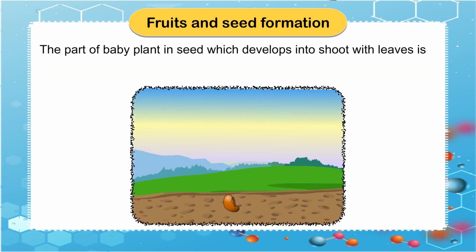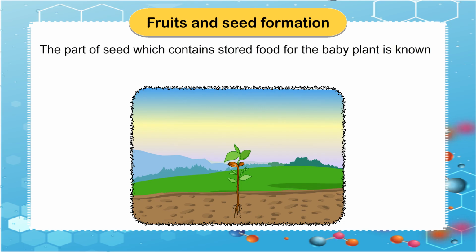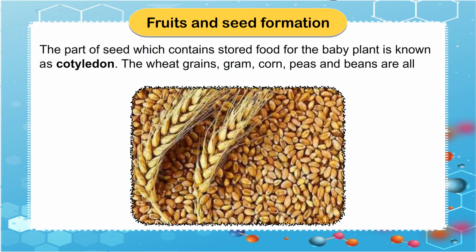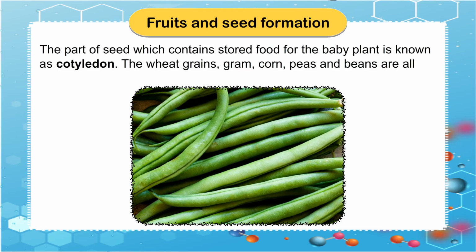The part of the baby plant in the seed which develops into shoot with leaves is known as plumule, and the part which develops into root is known as radicle. The part of the seed which contains stored food for the baby plant is known as cotyledon. The wheat grains, gram, corn, peas and beans are all seeds.